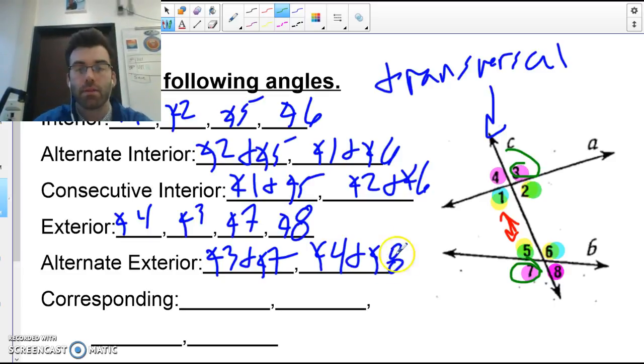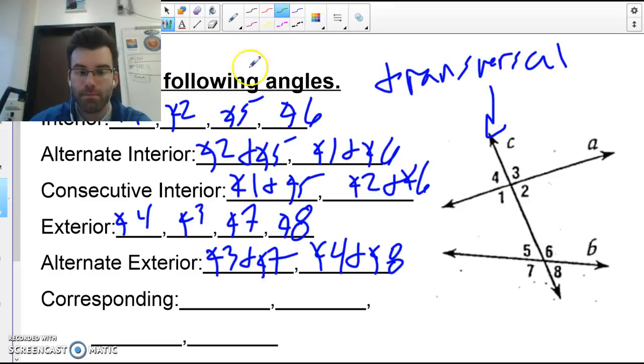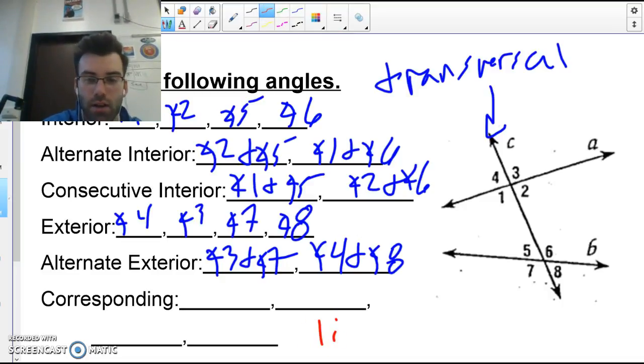Angle 8. Okay. Corresponding angles. Corresponding angles can be a little bit tougher to understand. So I'm going to erase all this here. My corresponding angles are the angles that lie in the same position as one another. You might want to write that down: lie in same position.